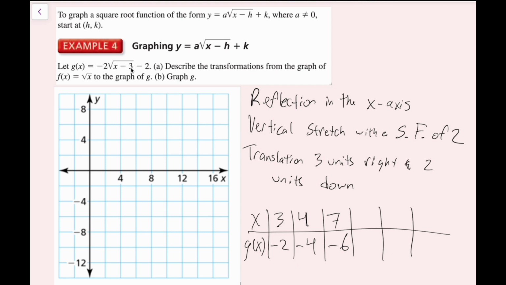And then my next perfect square after 4 is 9. And 12 minus 3 is 9. So my next x value is going to be 12. And then I have 12 minus 3, which is 9. Square root of 9 is 3. 3 times -2 is -6. -6 minus 2 is -8.